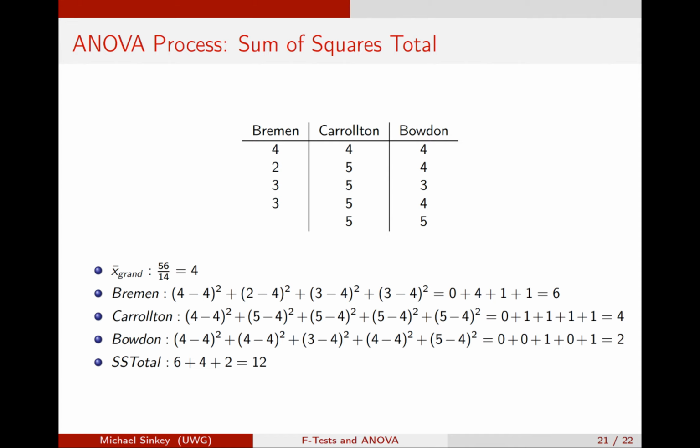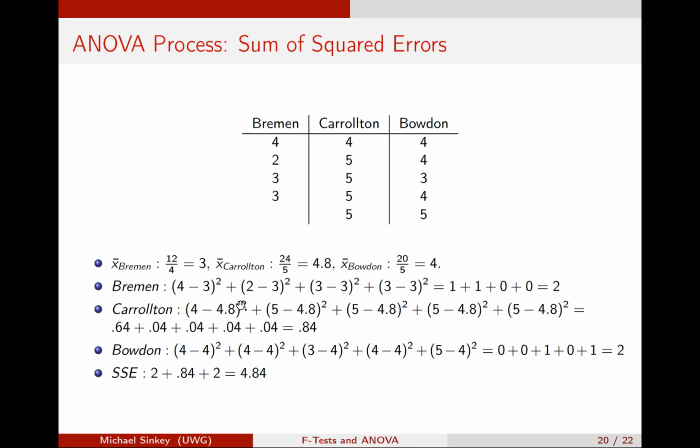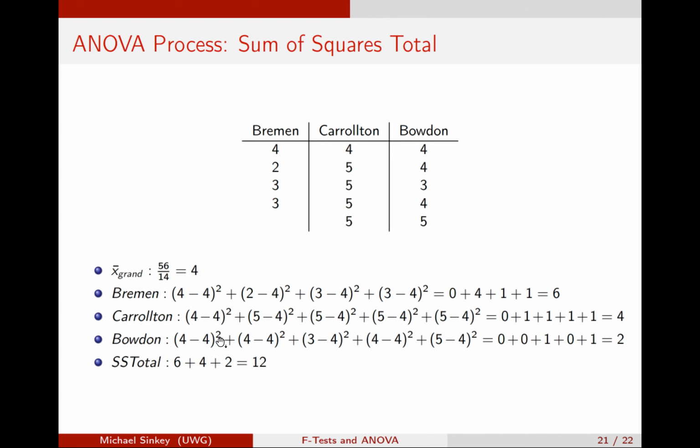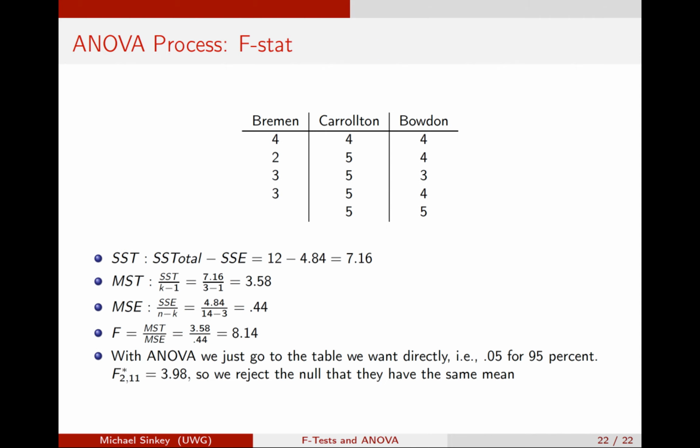The overall mean is 4. Okay, so I repeat the same process, but instead of having different means here, 3, 4.8, and 4, I just have 4 everywhere. You can actually see that the Bowdoin calculation is exactly the same, but Carrollton and Bremen go up a little bit. The sum of squares total is 12.